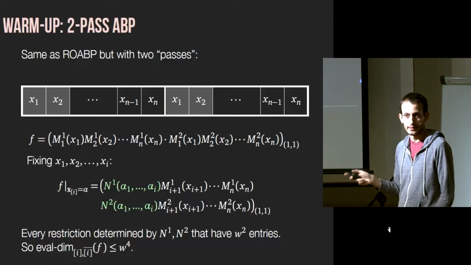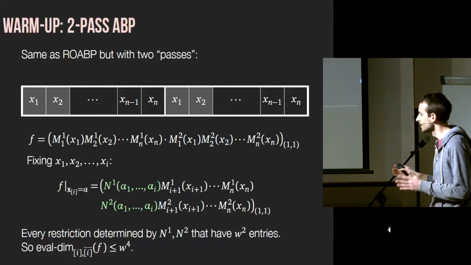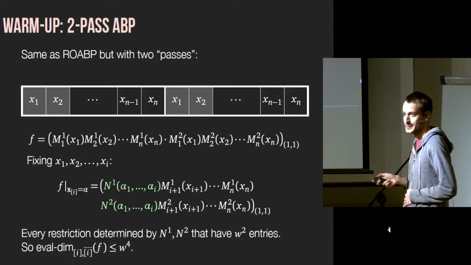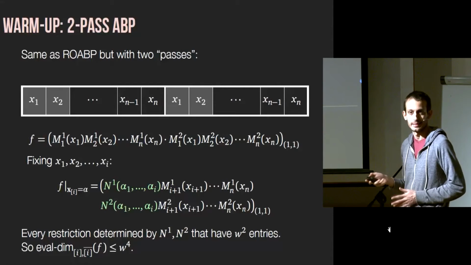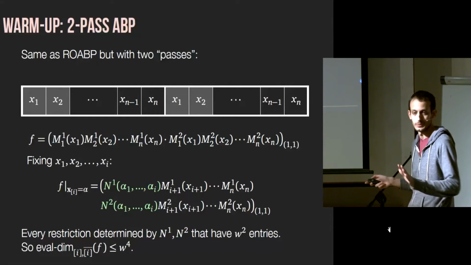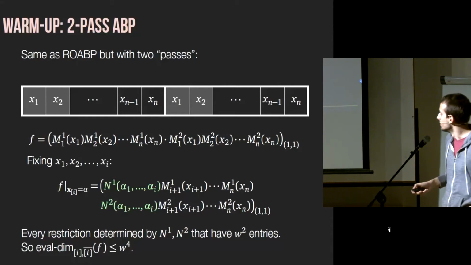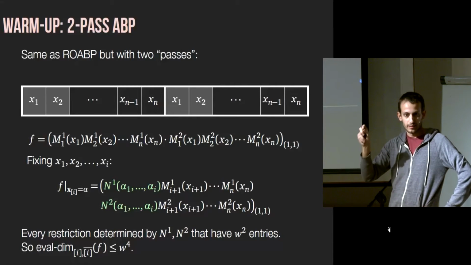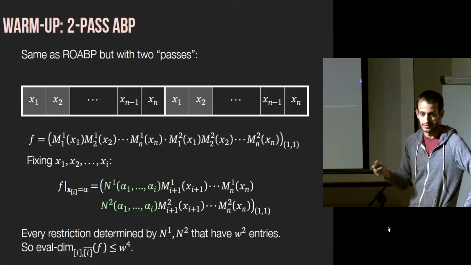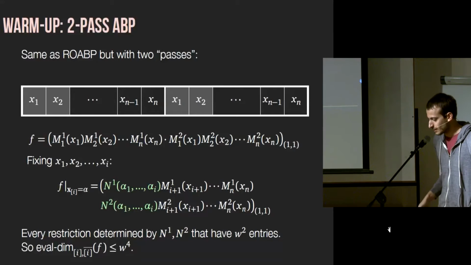Is that clear? Should I say it again? That is the hardest part, I guess, in this talk, and everything else will be easy. But this is also easy. Is there anything unclear? I guess you're all just too tired. Because there are two matrices, and each one has W squared entries. They are W cross W.